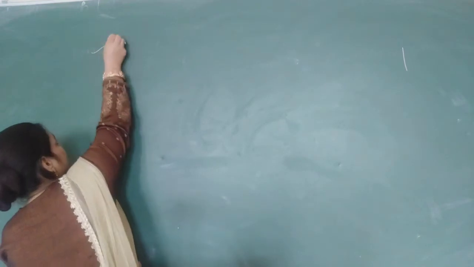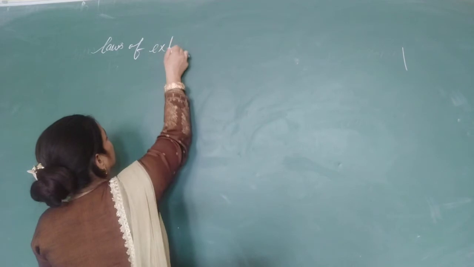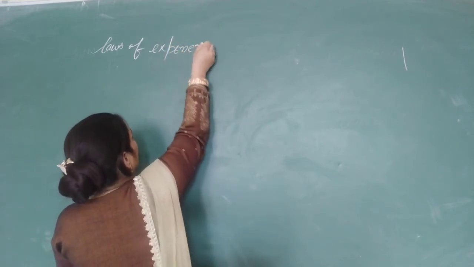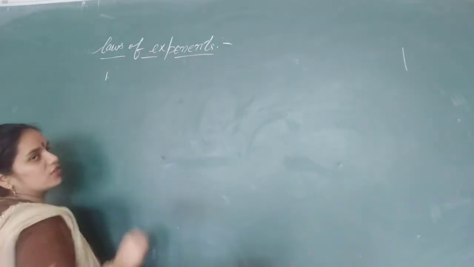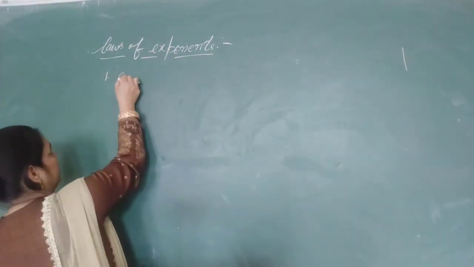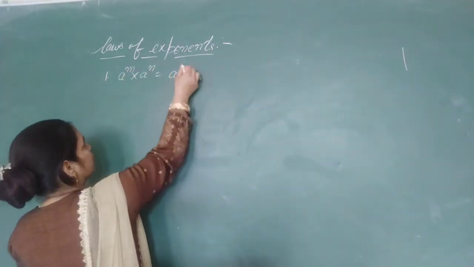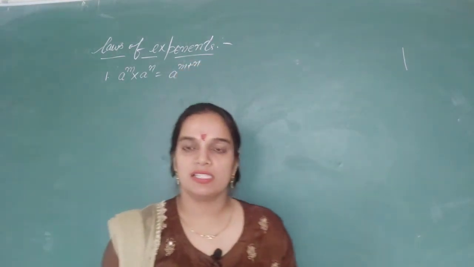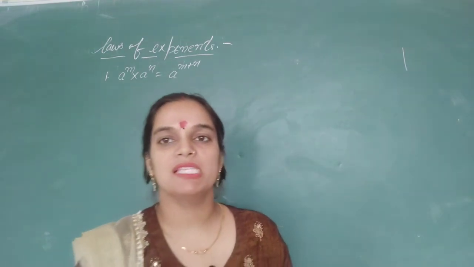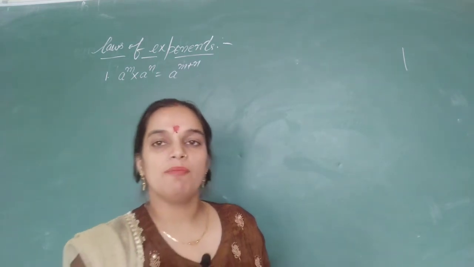The first law is, I am writing here laws of exponents. Our first law is a raised to the power m into a raised to the power n is equal to a raised to the power m plus n. Means if bases are same and powers are different, then we will add the powers.